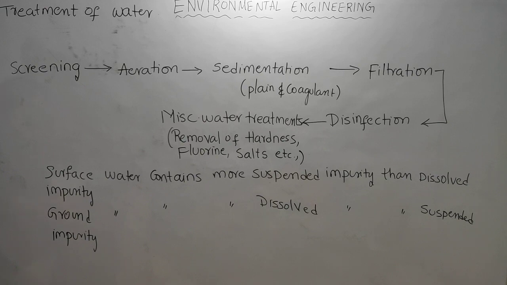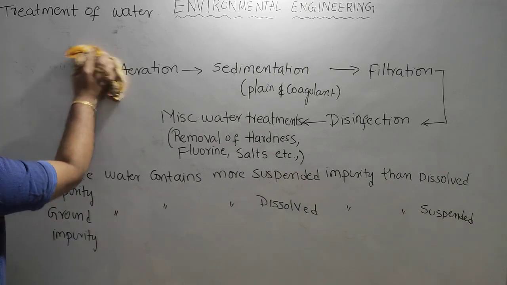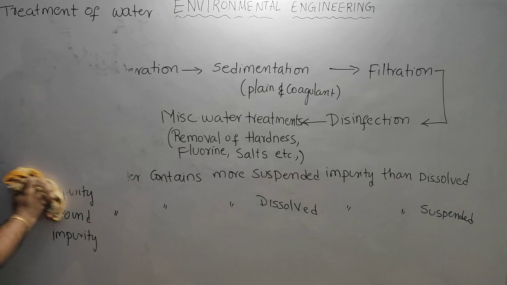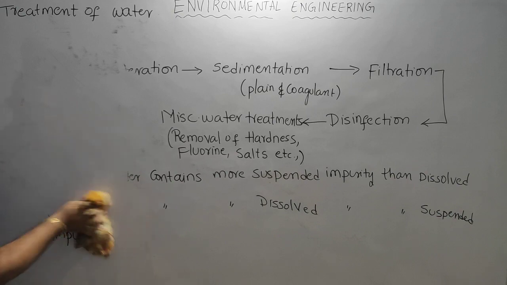Now there are two things again. All the treatment processes are classified into two kinds: unit operations and unit processes. What is a unit operation and what is a unit process? Let us see.